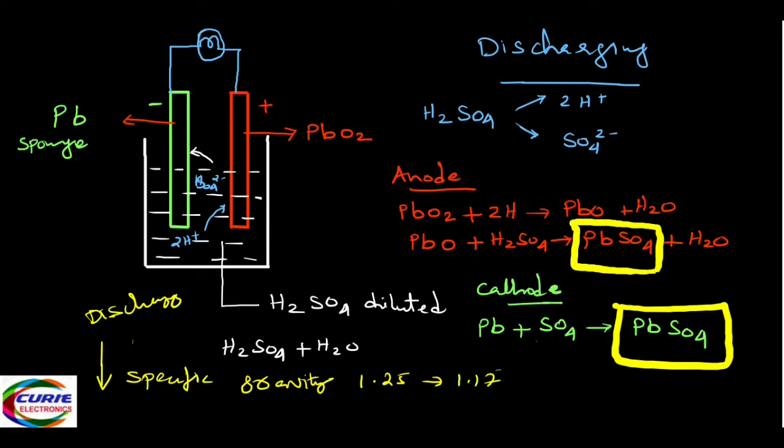Now we will see what happens when charging. After discharging the battery, again we have the electrolyte. What is the electrolyte in a lead acid battery? Now all of you know it is diluted H2SO4. This diluted H2SO4, this is our cathode, this is our anode.